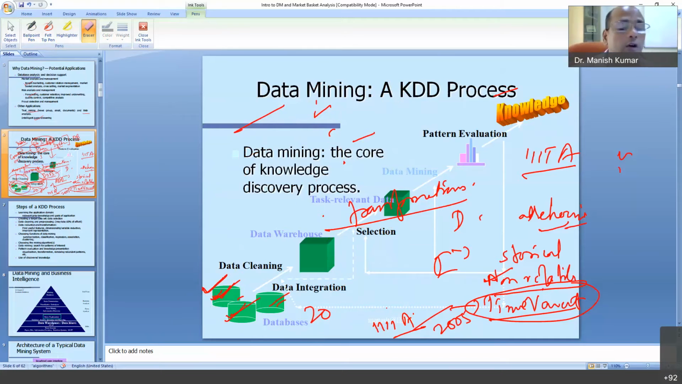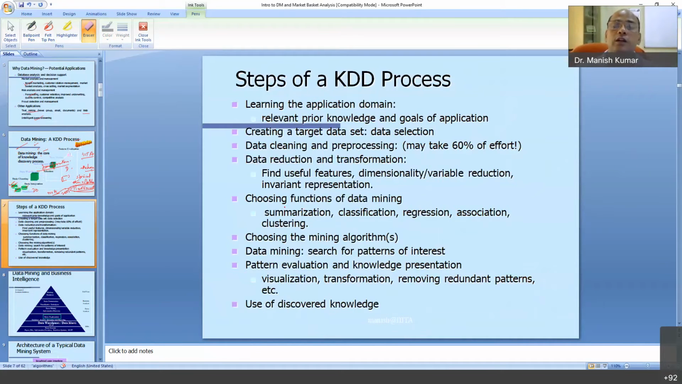Then if you look at this, as I told you, these are the steps: creating the target data set, data selection, data cleaning and pre-processing. You can see that most of your time, if you're looking at a 1 year time frame for pattern generation for a particular set of data, will be devoted to the pre-processing and cleaning part. Because once the data is cleaned and pre-processed properly, then certainly your entire work becomes easy.